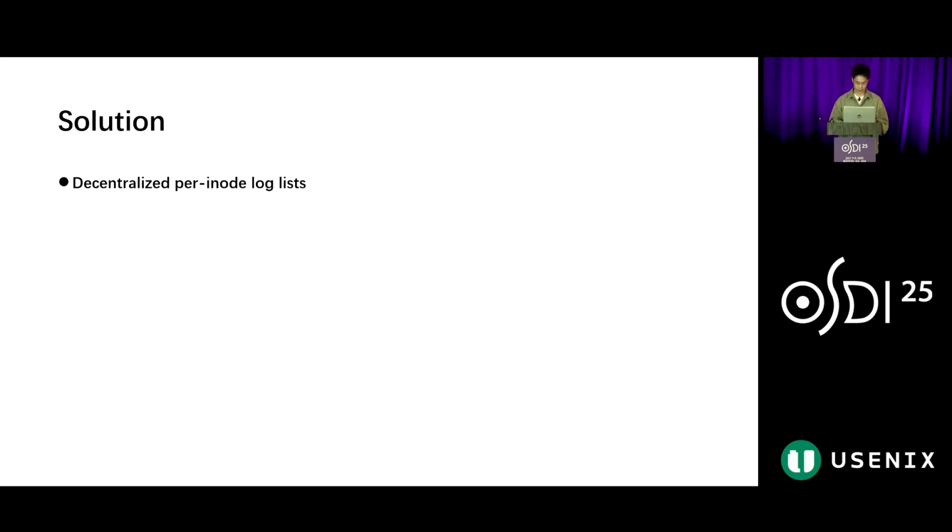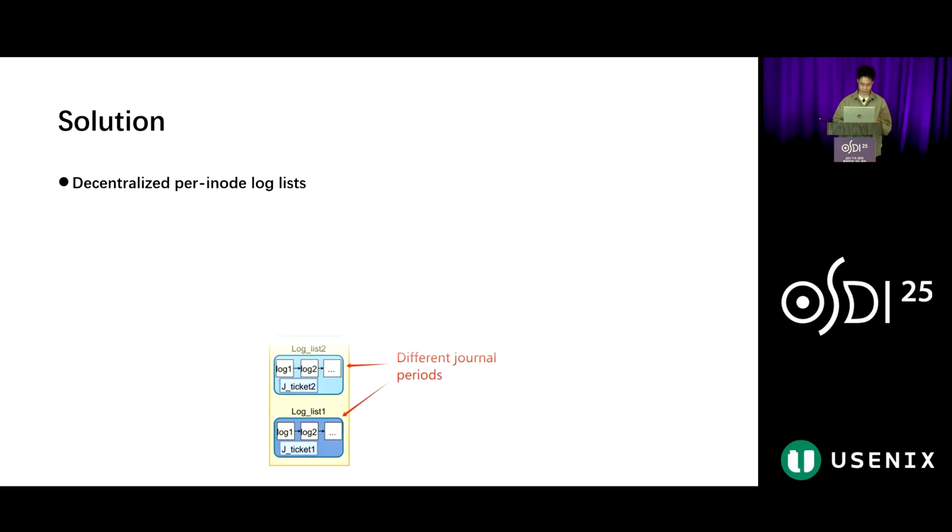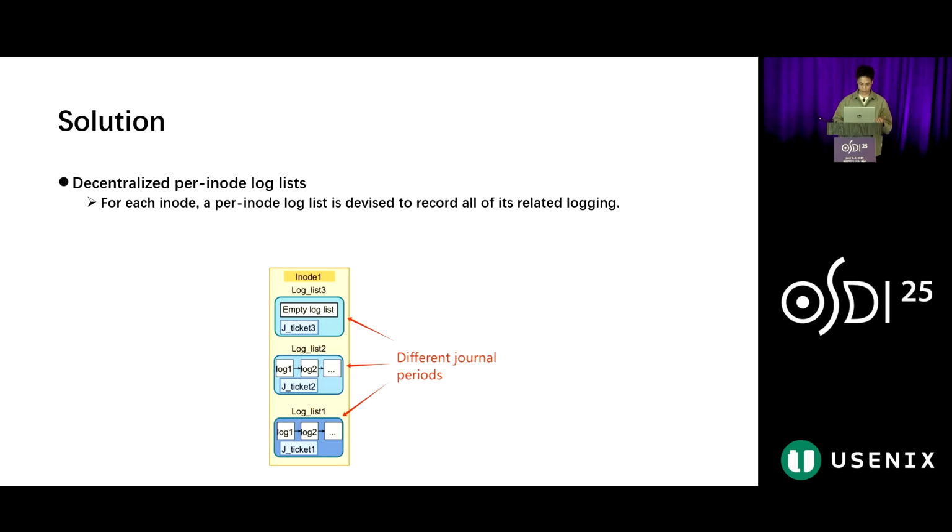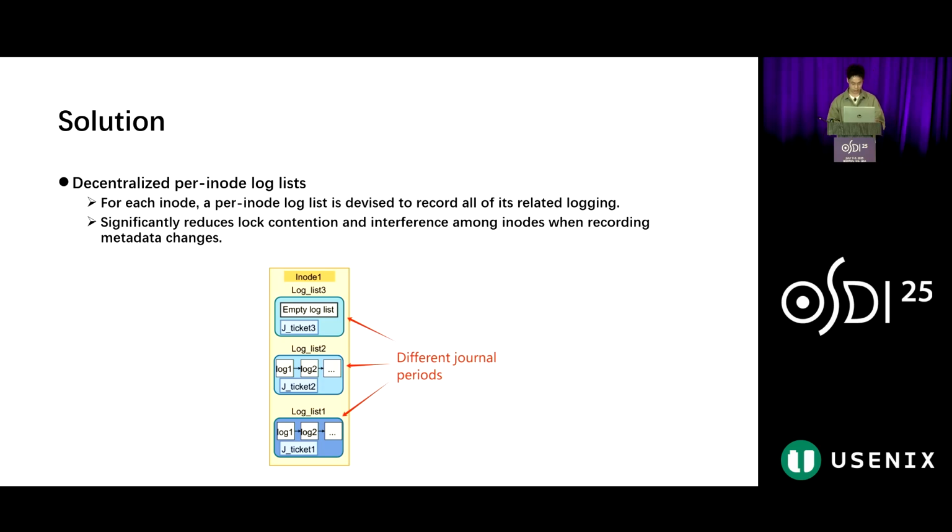And for our design, we use a decentralized per inode log list. As you can see, inside each inode there are several log lists, and each log list corresponds to a different journal period. So one inode log list is used to record the related logging. In this way, we can significantly reduce the log contention and interference among the inodes, because for one file's log, you can insert your log into your own inode log list.